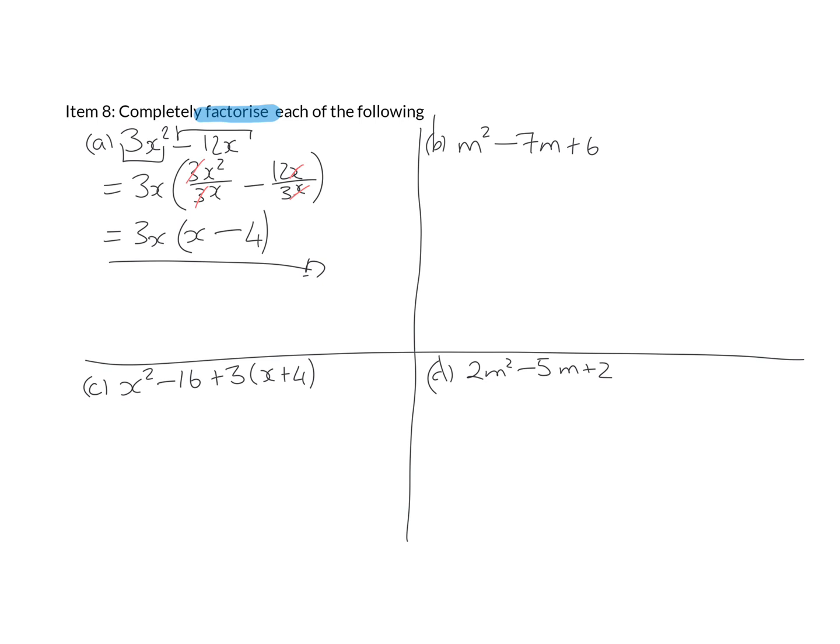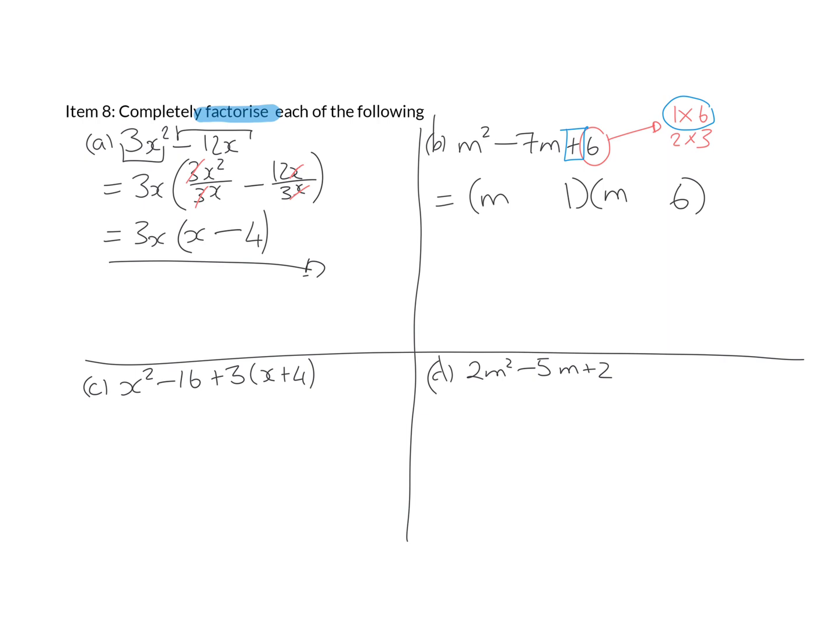B is a trinomial. It's m squared minus 7m plus 6. So first I'll look at the last number, 6. The factors of 6 are 1 times 6 or 2 times 3. Then I'll focus on the plus. So it needs to add up to give the middle term of 7. That's 1 and 6. So I'll write two brackets, both with m. One of them 1, one of them 6.